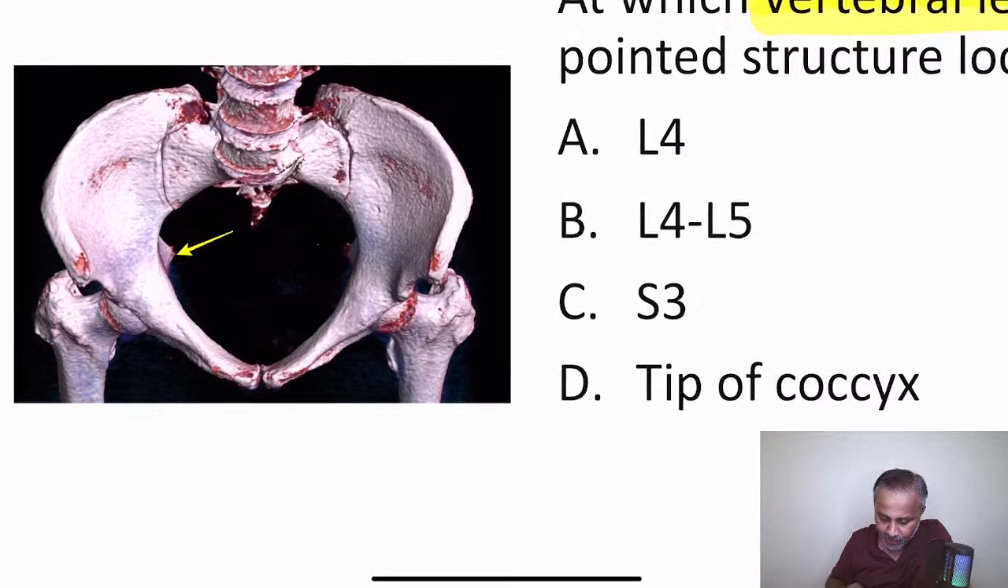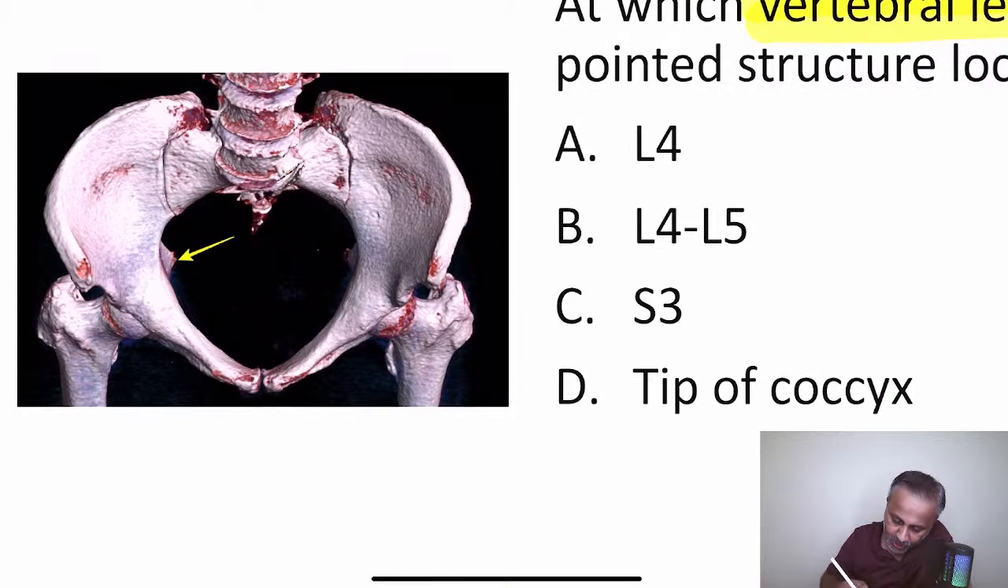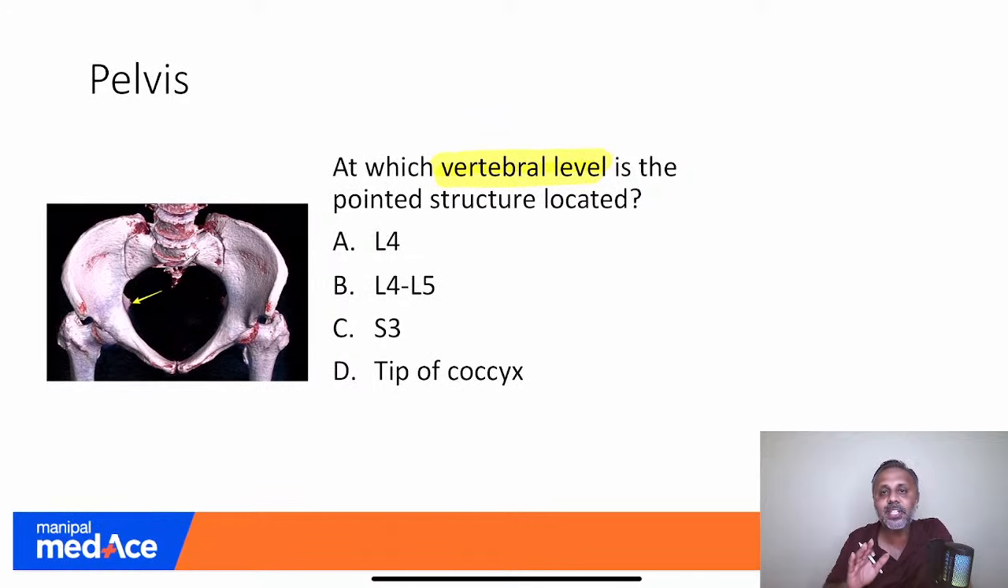So let's try to identify what structure is marked. The structure that is marked looks to be the ischial spine. Right. So at what vertebral level does the ischial spine lie? Now this is a tricky question, as I told you, because most of us would not have gone through the level of the ischial spine. But again, how to solve this question?